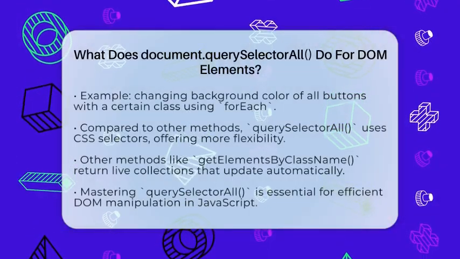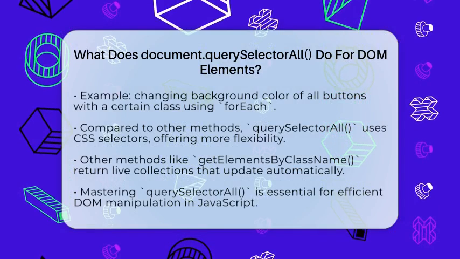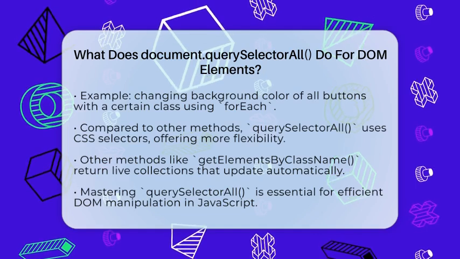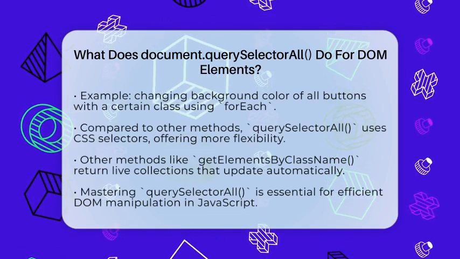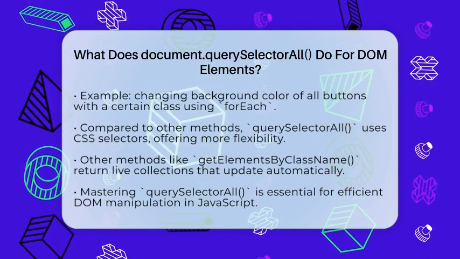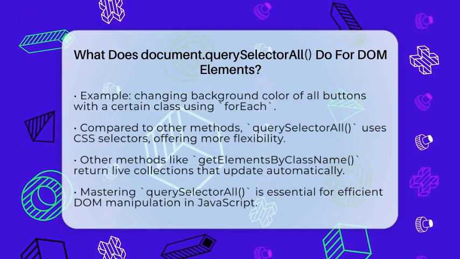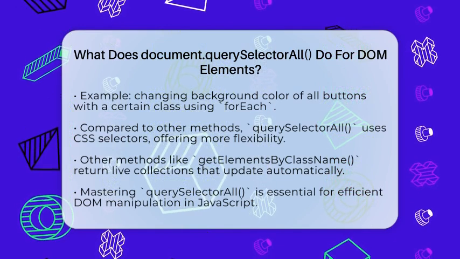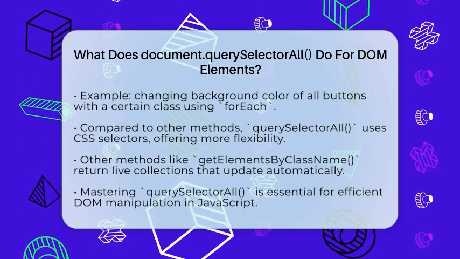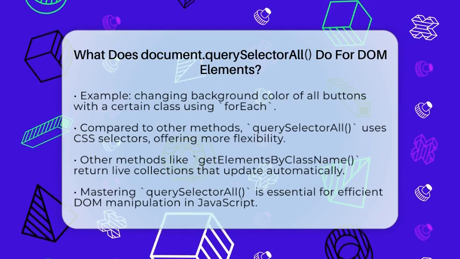Compared to other methods like getElementsByClassName or getElementsByTagName, querySelectorAll is more flexible because it uses CSS selectors, which are familiar and powerful. The other methods return live collections that update automatically if the DOM changes, but querySelectorAll gives you a fixed list that stays the same unless you run the method again.